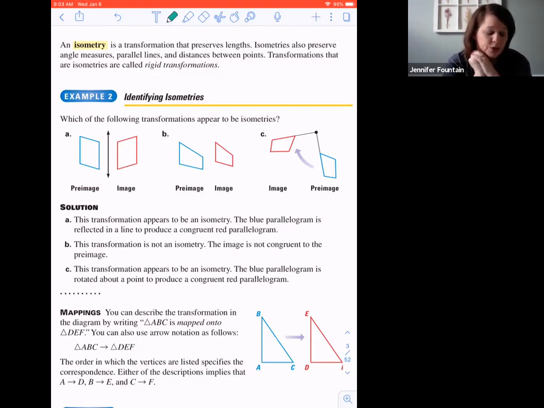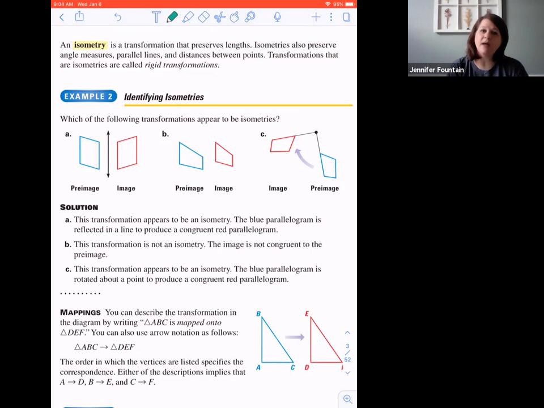In letter C, we can see where we started with our pre-image, which is the blue. We can see where it has started to rotate about that point, and we can see where it has shifted up. So it's just kind of swung up, but it still appears to be exactly the same. So it is an isometry because it is congruent.